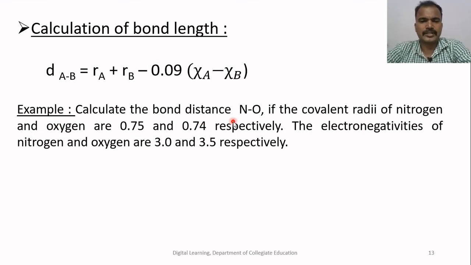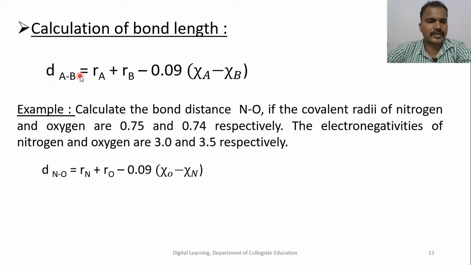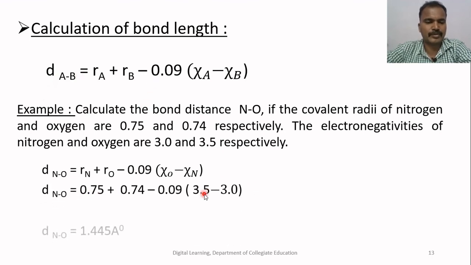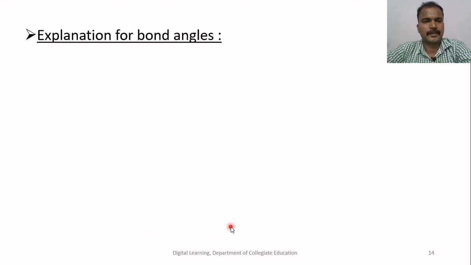Calculate the bond distance between N and O if the covalent radii of nitrogen and oxygen are 0.75 and 0.74 respectively. The electronegativities of nitrogen and oxygen are 3.0 and 3.5 respectively. So you take this equation, you substitute the values here, and on simplification you will get 1.445 angstrom unit. So let us consider one more application.